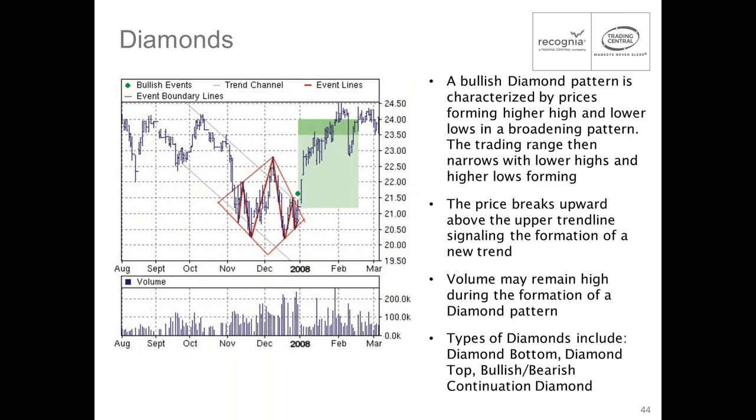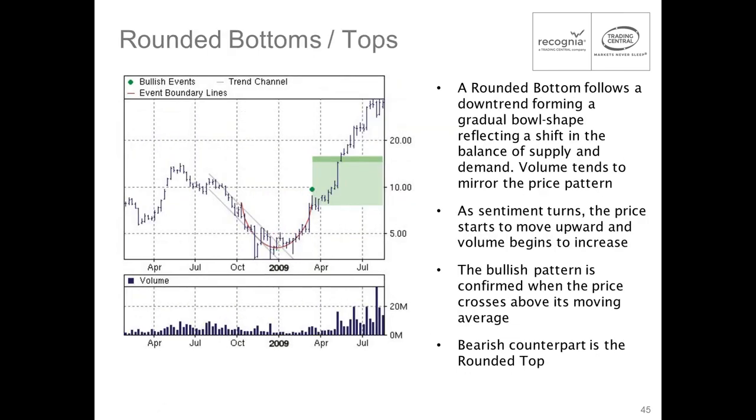Diamonds are also fairly common types of events because there are many kinds of diamonds, just like there are many kinds of triangles. You can think about a diamond like a megaphone pattern where we have a broadening of divergence between the opinions of buyers and sellers, but then something happens to change that and opinions get closer and closer together until eventually the price breaks either upward or below the diamond, signaling the start of a new trend.